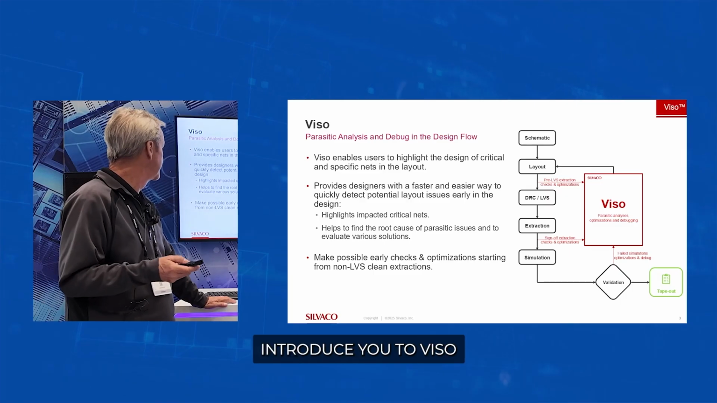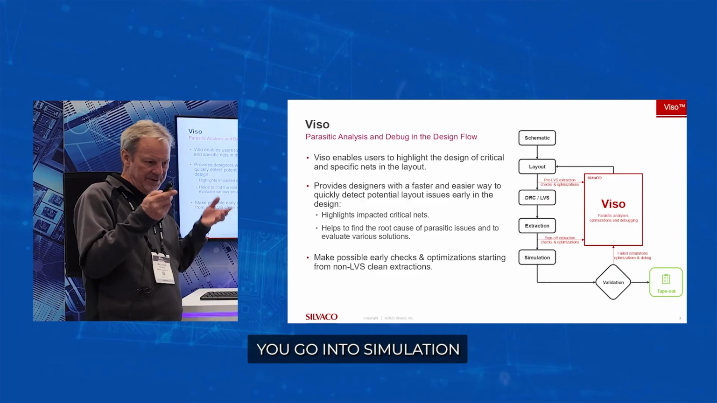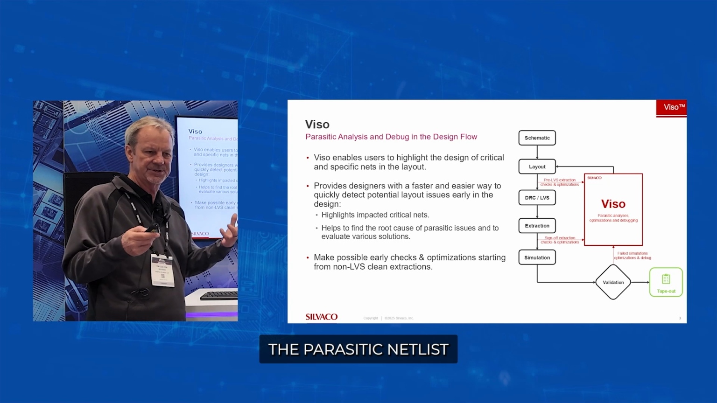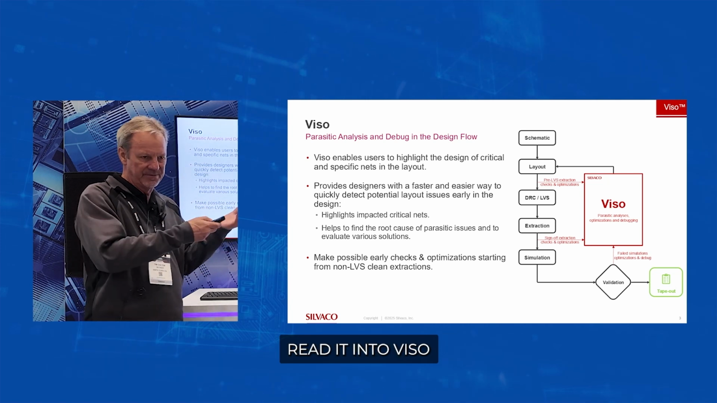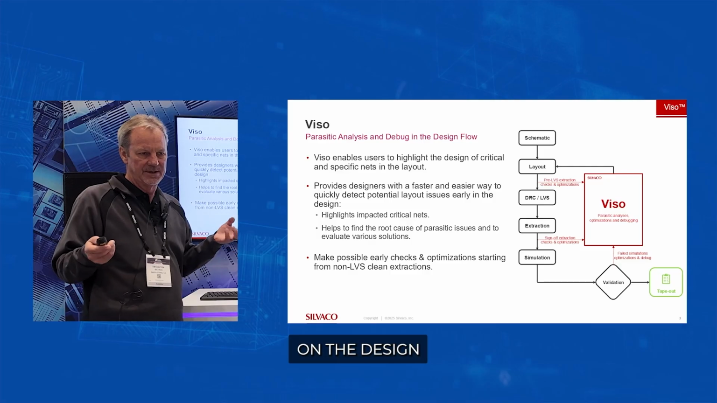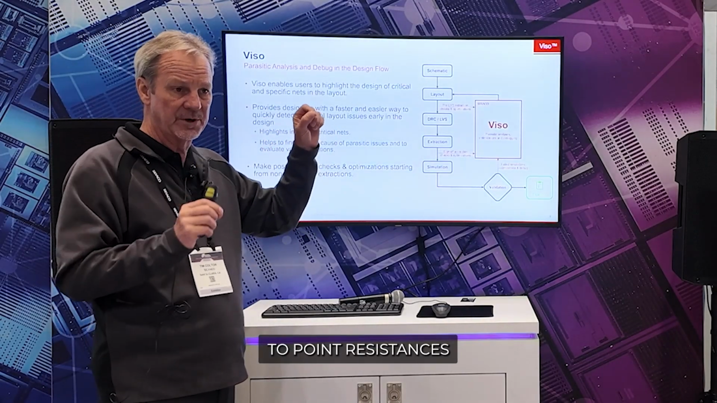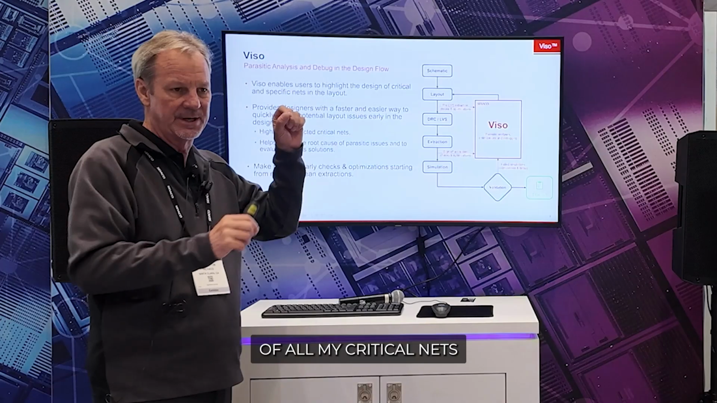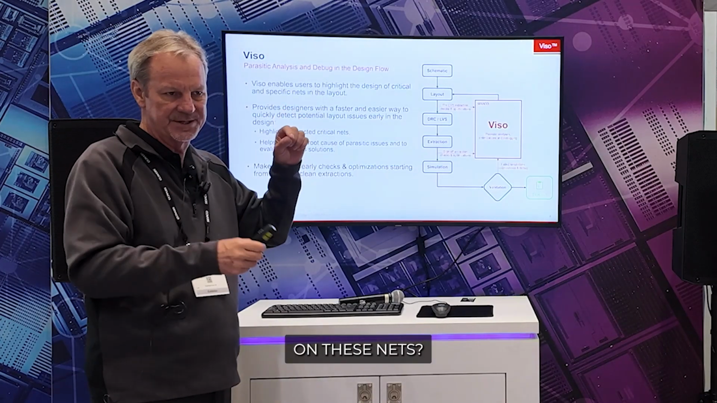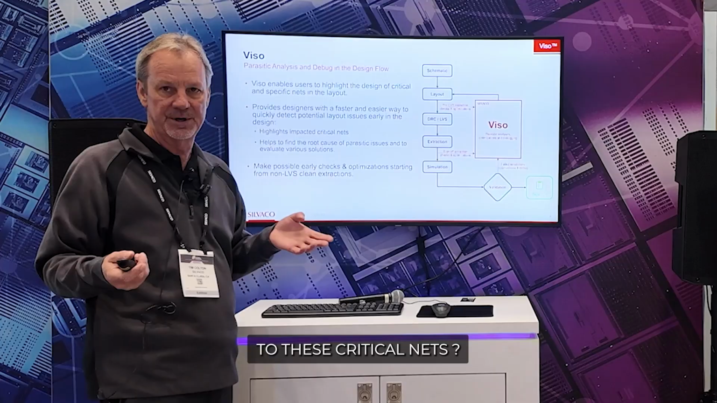Okay, so I wanted to introduce you to Viso. What Viso does is, before you go into simulation, you're able to take the parasitic netlist, read it into Viso, and actually analyze the parasitics on the design. So that means you're able to go in and poke around and ask, what's the point-to-point resistance of all my critical nets? I want to know that. Or what are the delays on these nets? What are the coupling capacitors that couple to these critical nets?